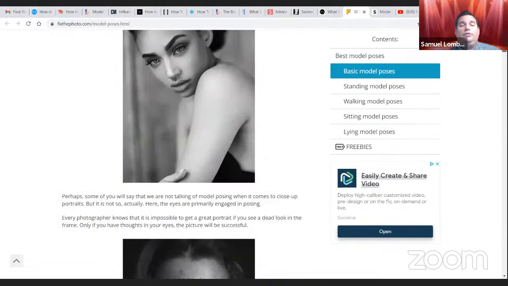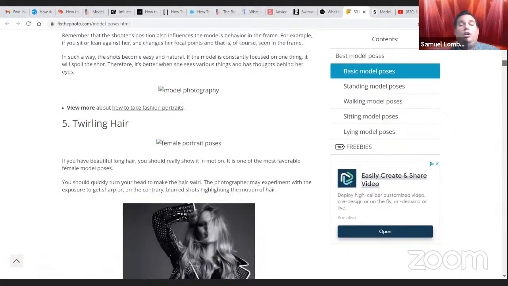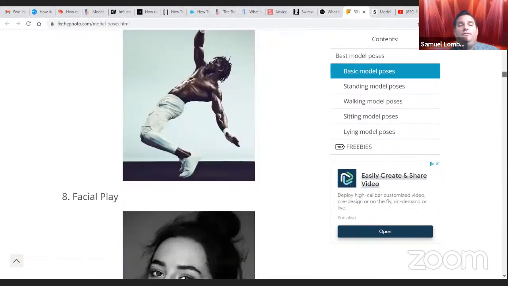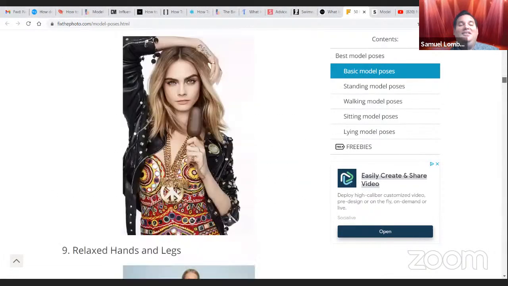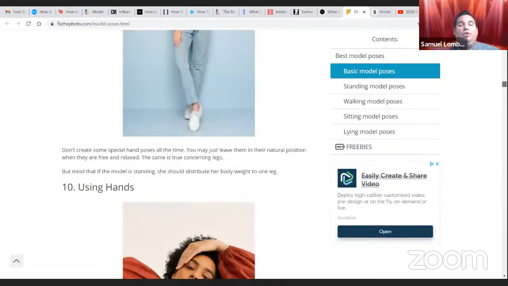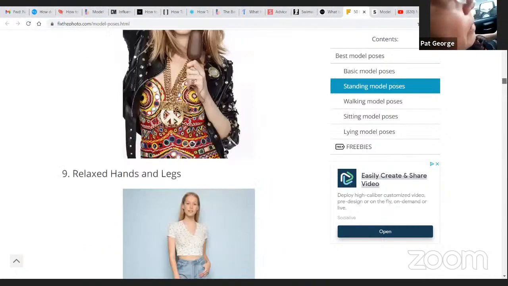Full frontal face, being near the wall, leaning on something, twirling hair, straightening neck, shooting and movement, facial play. As funny as that sounds, relaxed hands and legs, using hands, and then that's it. And what I'll do is I will just send you the pictures so that you can basically try to mimic them, copy them for yourself. Okay. All right. So either inside, outside, but like a plain background.